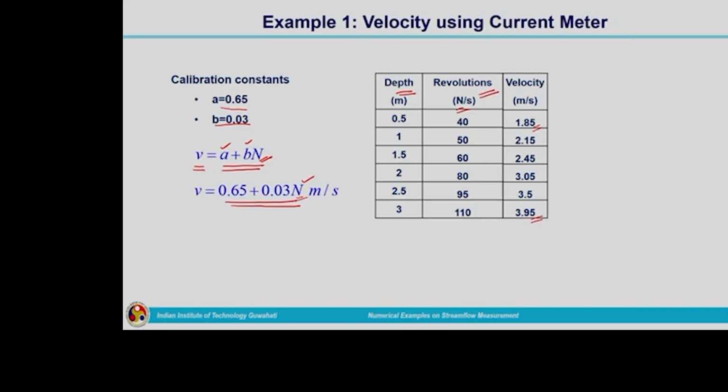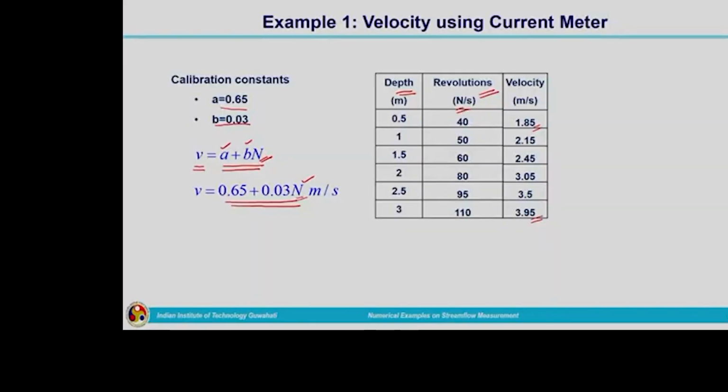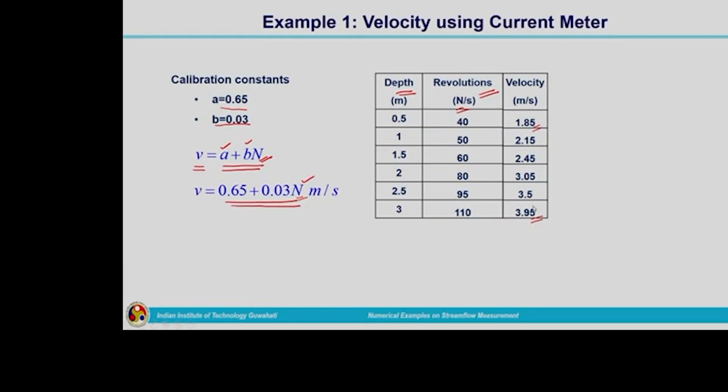So this is a very simple example in which we have been given the current meter readings, that is rotations per second. We just have to substitute in the current meter equation for computing the velocity. Once velocity is known to us, if the cross sectional area is also given, then we can compute the discharge of a particular stream at that gauging station. So that much about velocity computation using the current meter. Let us move on to the second example.